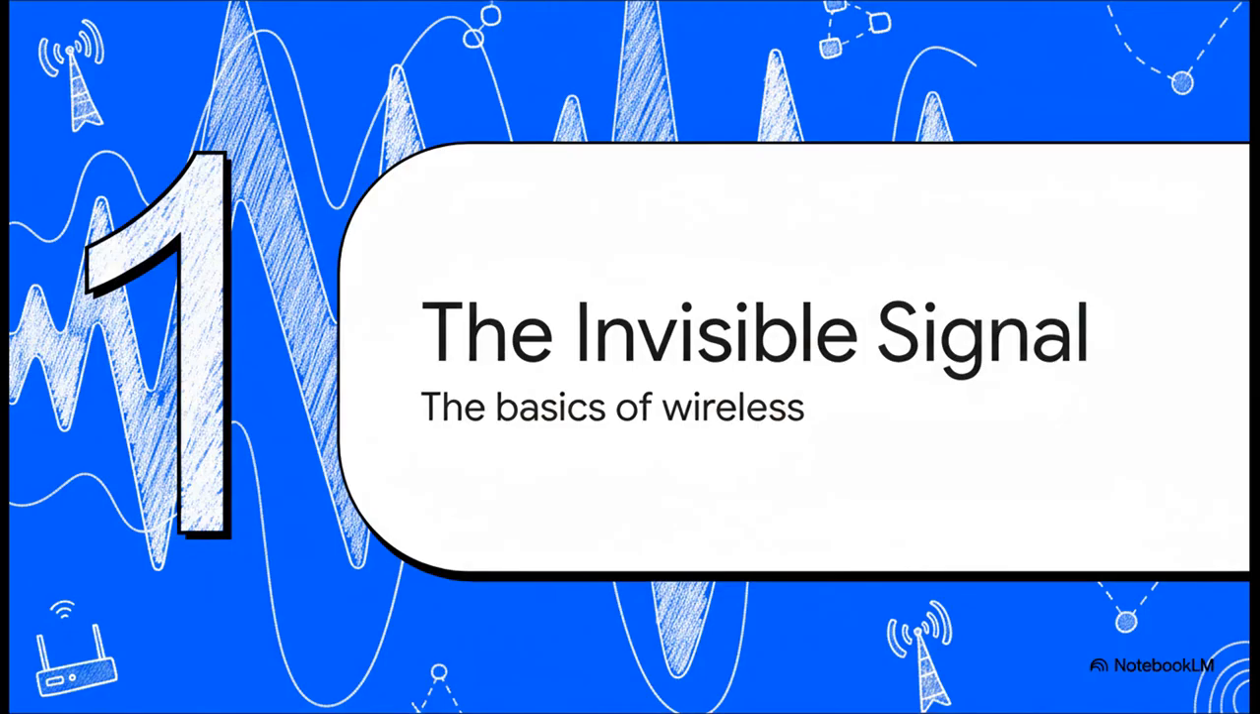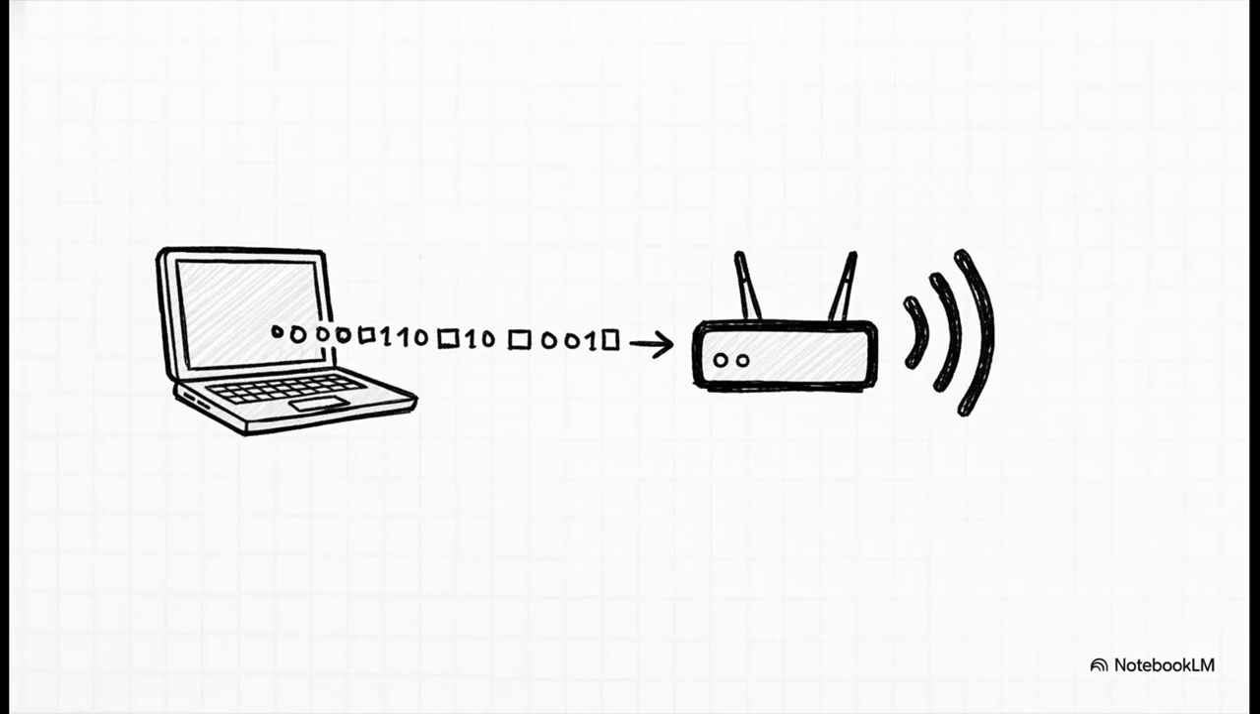To really get it, we've got to start with the absolute basics, the signal itself. This is the real foundation of all wireless communication, really. So at its heart, Wi-Fi is just information. That's it. It's information hitching a ride on electromagnetic waves, specifically radio waves. What's happening is your computer's wireless adapter takes all that digital data, the ones and zeros, and it basically translates it into a radio signal. Then an antenna just blasts it out into the air.